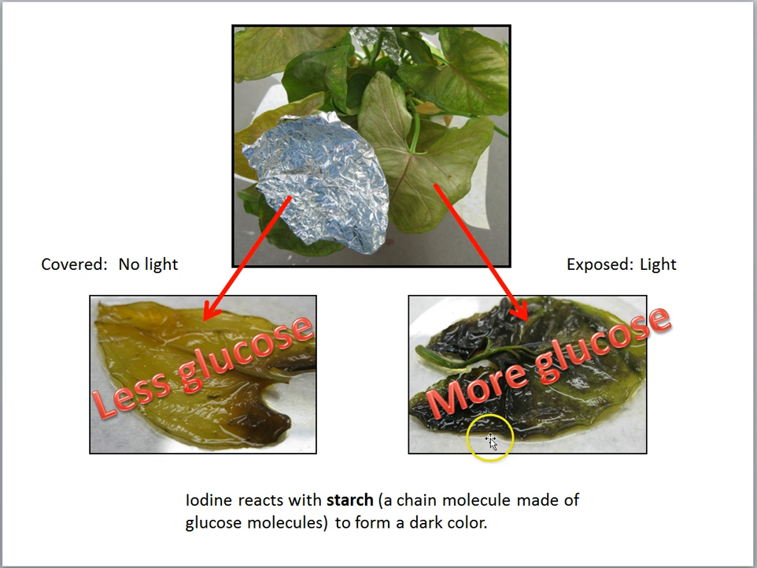And sure enough, you can see that the leaf that was exposed to sunlight, we have a darker stain, and that indicates more glucose was made here. There's more starch here. And the one that was covered in foil, less glucose produced. So when you deprive a leaf of sunlight, the chemistry cannot go on. The leaf cells cannot produce the sugar from water and carbon dioxide molecules.